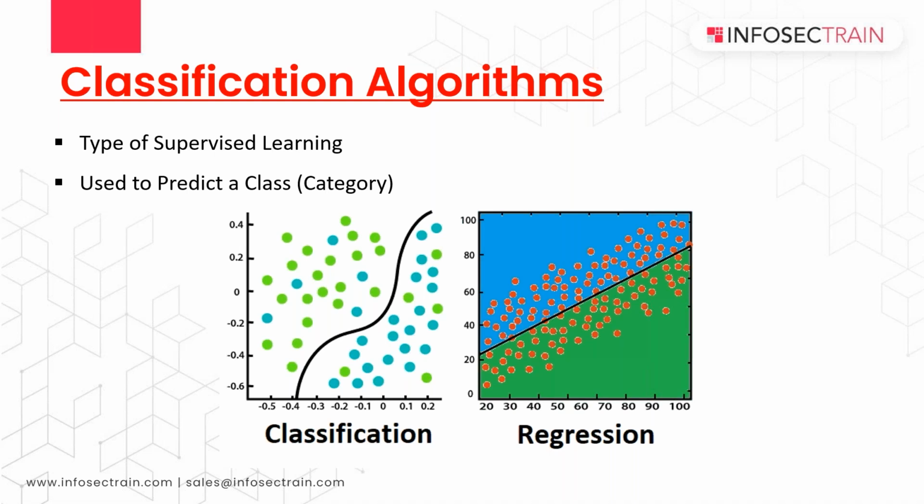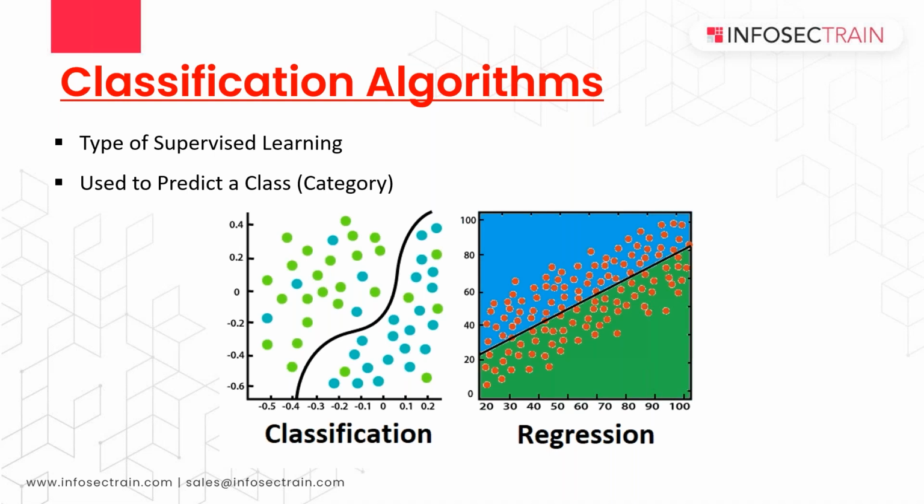So guys, for this particular session, we will be talking about the classification algorithm. As we know, there are three main types of machine learning. First one is supervised. In supervised learning, we have two different types of problems we can solve. First one is regression, second one is classification.